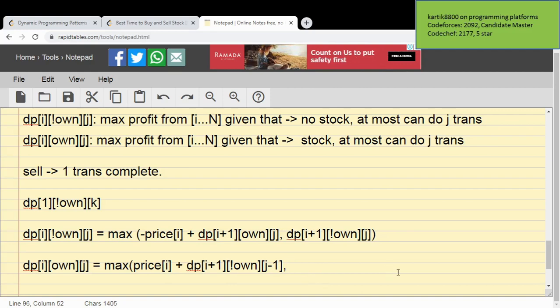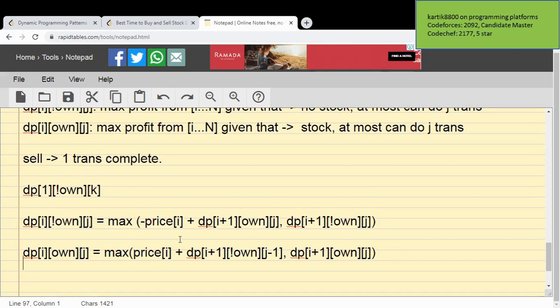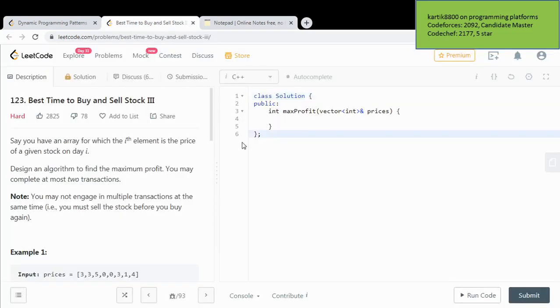And yeah, we're done. The other option is don't sell it. In that case, everything stays the same except that you lose one day. We have the recurrences now. We just have to implement them. Let's implement it bottom up this time.